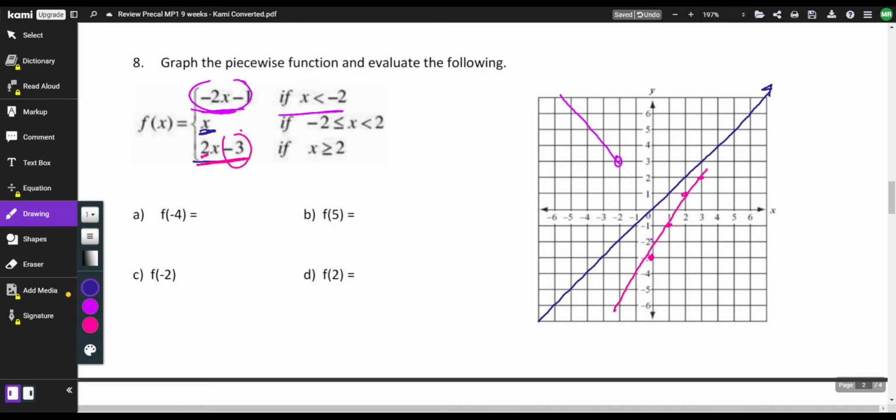For the blue line, we're restricting the domain to between negative 2 and positive 2. So x must be greater than or equal to negative 2. We're going to go to negative 2 and go down. It's including that point, so we're going to draw a closed dot. And then on the right side, it's got to be less than 2. So we're going to go here, but that one's going to be an open dot.